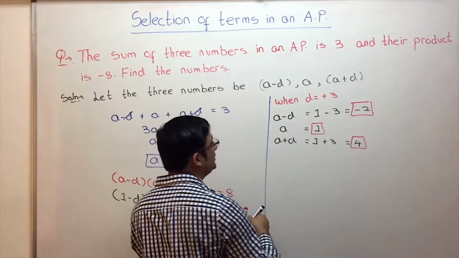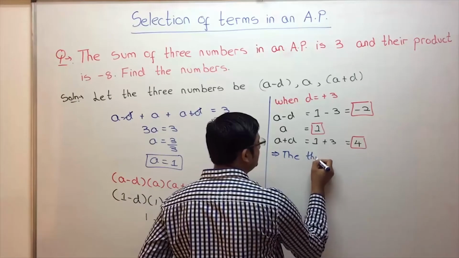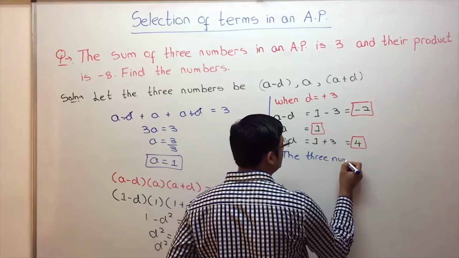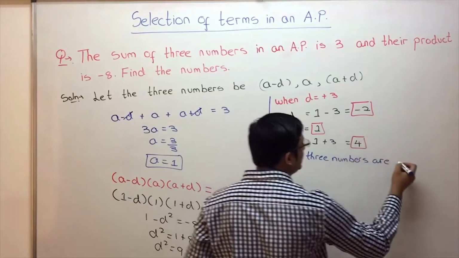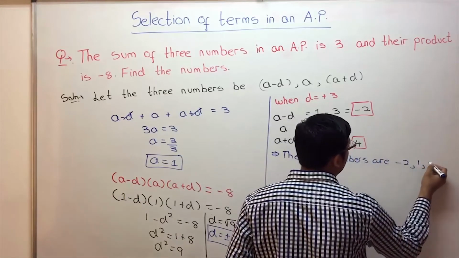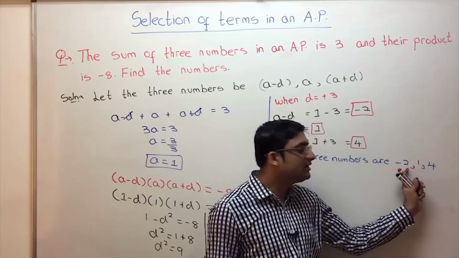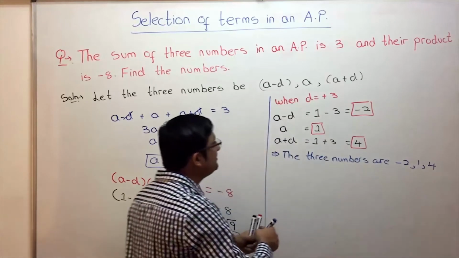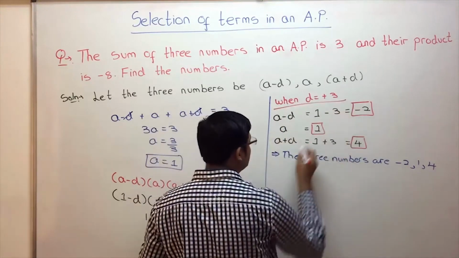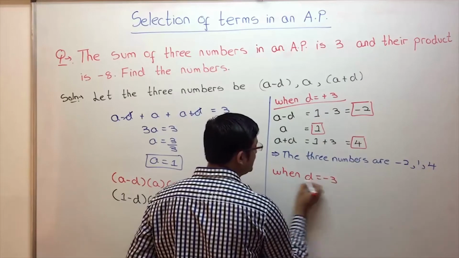So write down over here. This implies the three numbers are -2, 1 and 4. As you can see, these three numbers are in AP. Common difference is 3, sum is 3 and multiplication is -8. Similarly, next, when D is equal to -3.